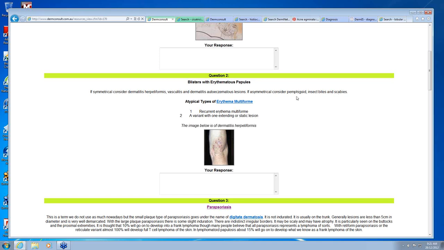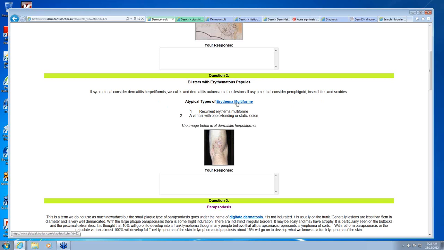And pemphigoid, they've said asymmetrical. I tend to think of pemphigoid really as an endogenous symmetrical disorder with blisters coming out of both groins or both axillae rather than on one side. But we might agree to differ on that one.